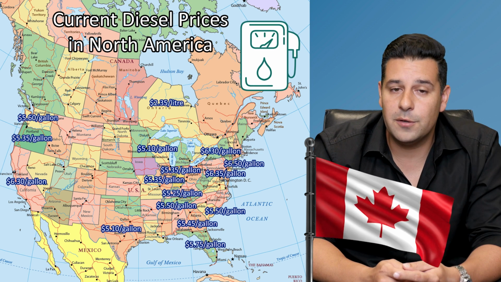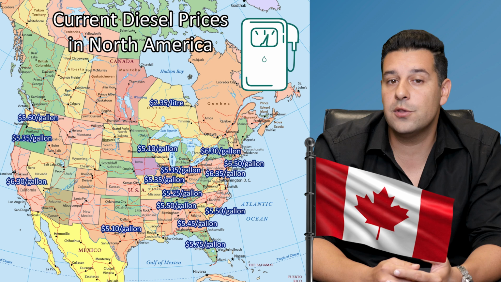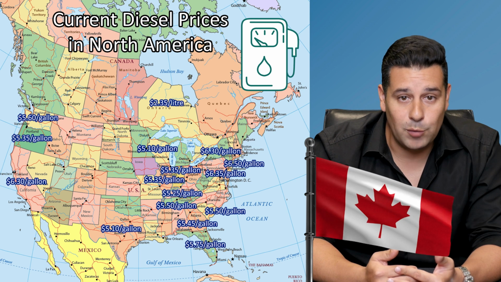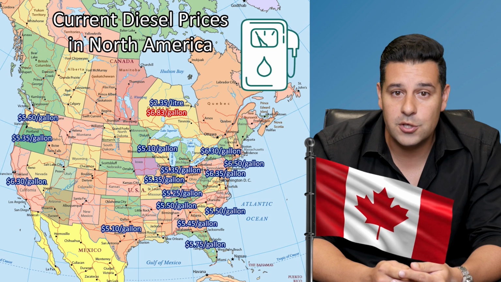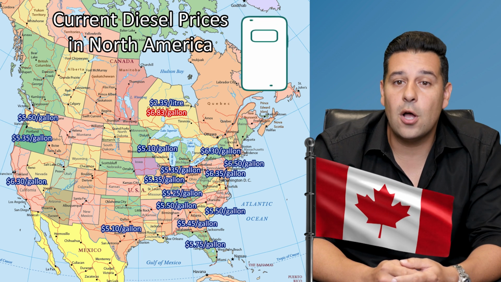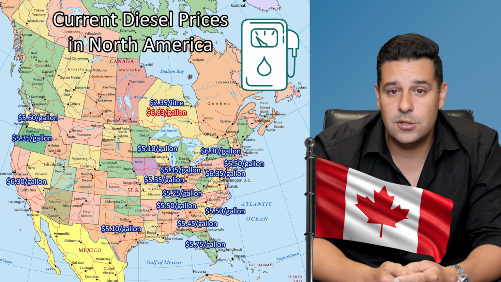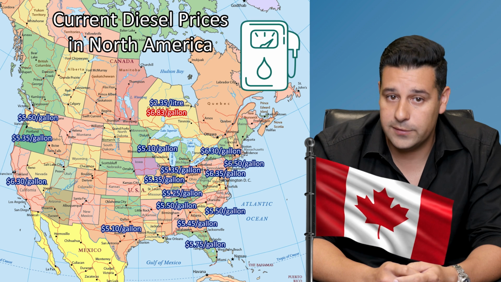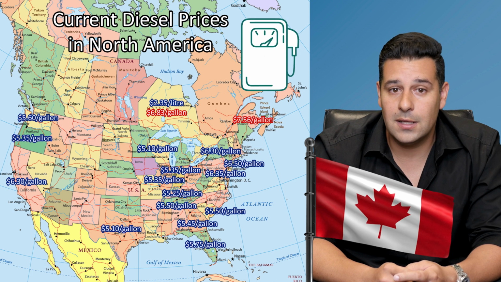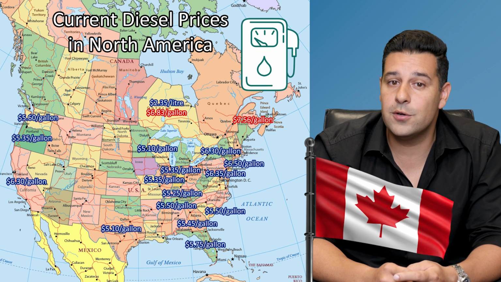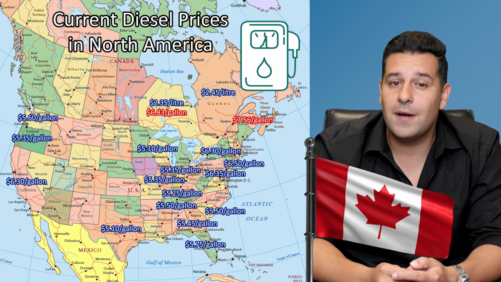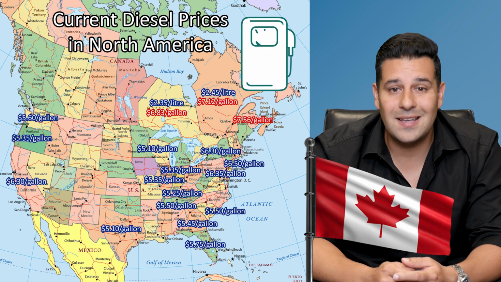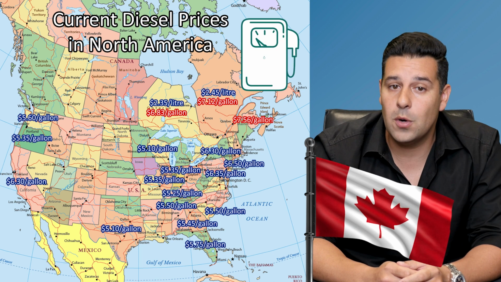So in Ontario, the price per liter is $2.35. Now, if you multiply that by 3.78 and divide that by the Canadian US conversion, that comes out to $6.83 US per gallon here in Ontario. New Brunswick, Nova Scotia, a little bit more expensive, $7.56 per gallon. Quebec, $2.45 per liter, which comes out to $7.12 US per gallon.